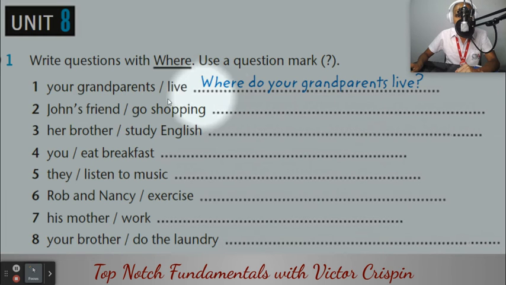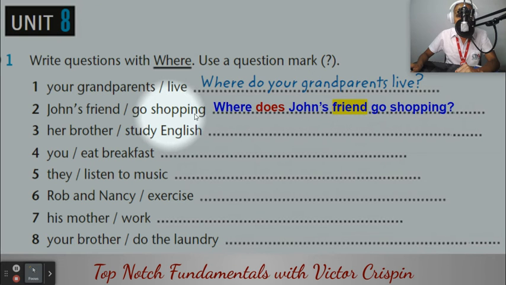Let's continue with number 2. In this case, we have John's friend go shopping. The answer would be where does John's friend go shopping? In this case, we use the auxiliary does because we have as a subject friend, singular, third person form.